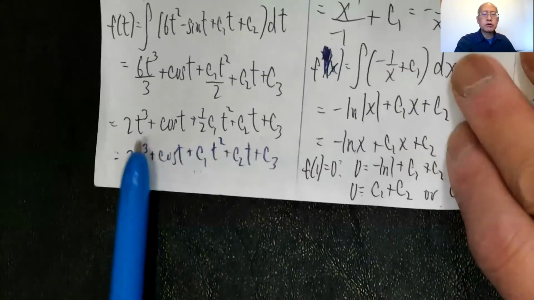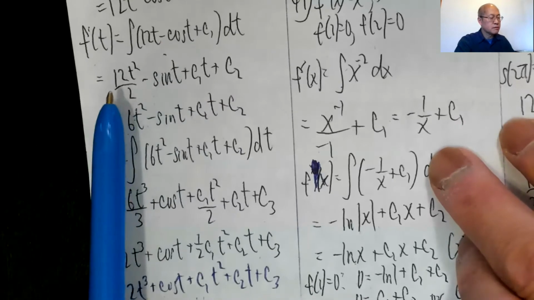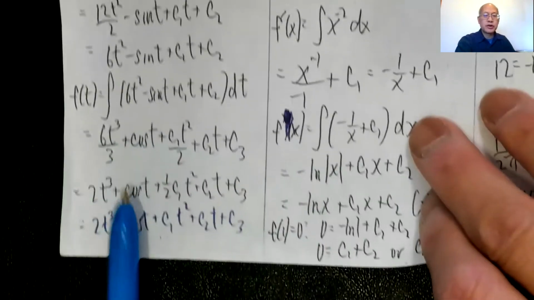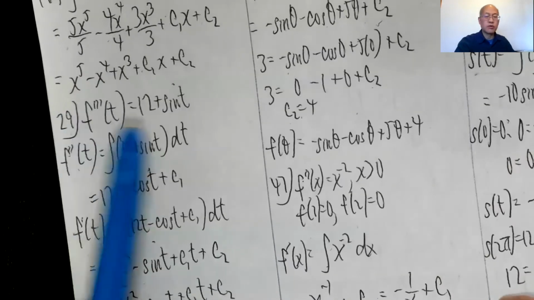So if you take the triple derivative of this, you got what, 6t squared, and then what, 12t, and then 12. And the third derivative of cosine is negative sine, negative cosine, sine. Yeah, it works.